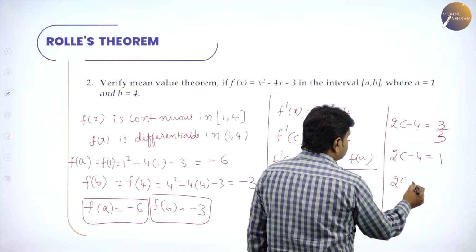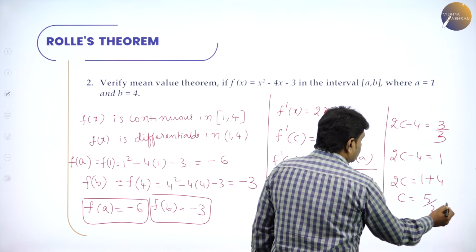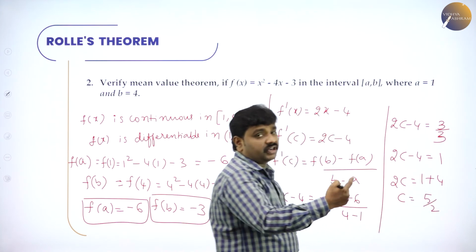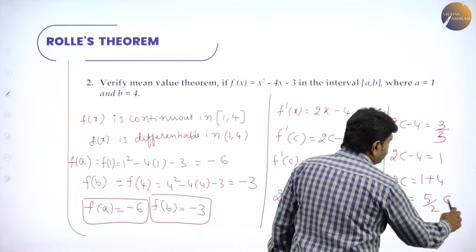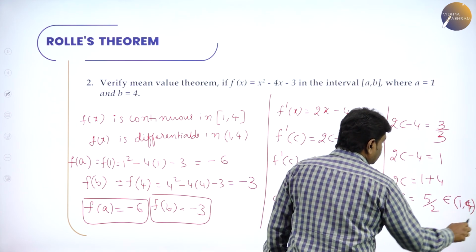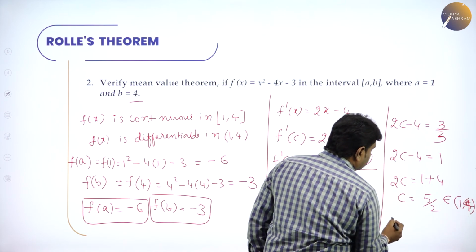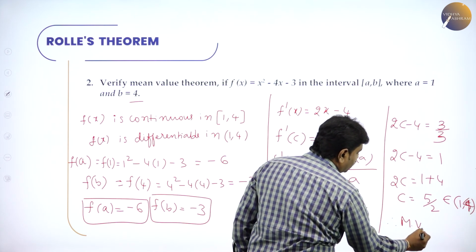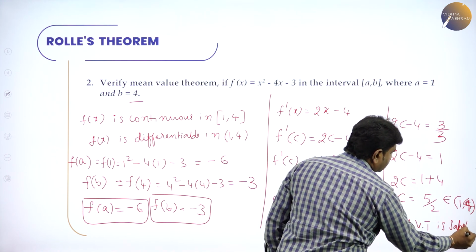So 2c is equal to what? 1 plus 4. C is equal to what? 5 by 2. All of you know 5 by 2 is what? 2.5. 2.5 lies in the interval 1 to 4. So you got c belongs to what? Open interval 1 to 4, whatever they give. So they give 1 to 4, right? So therefore what is the conclusion? Therefore mean value theorem is satisfied. That's it. Satisfied.